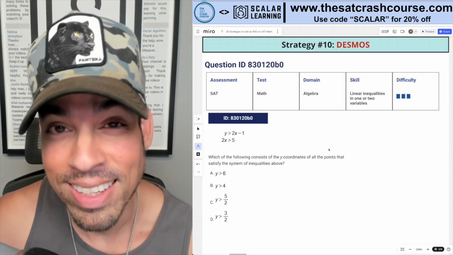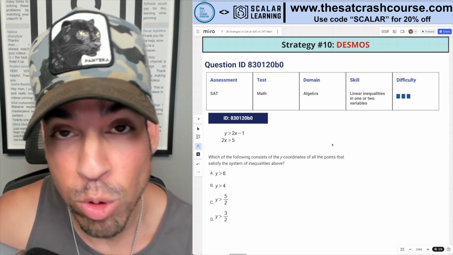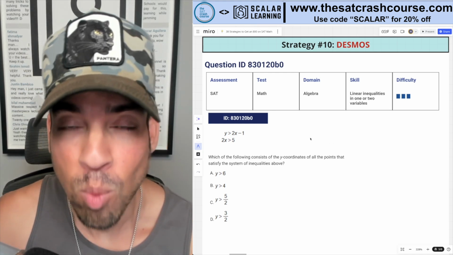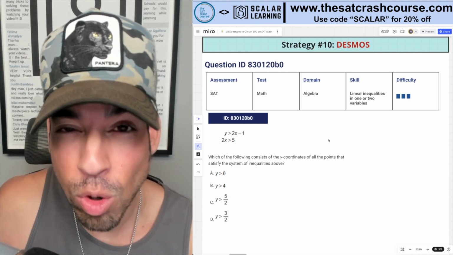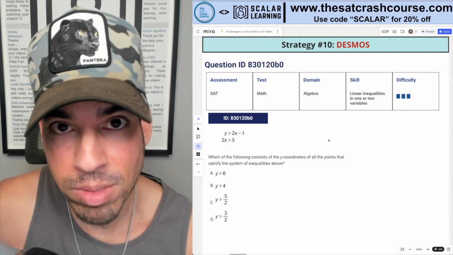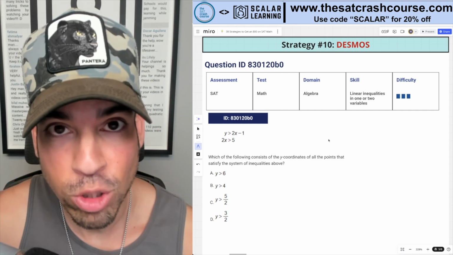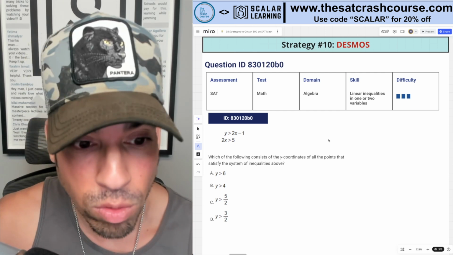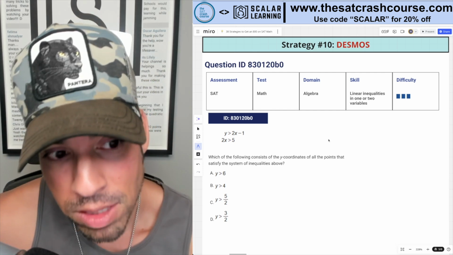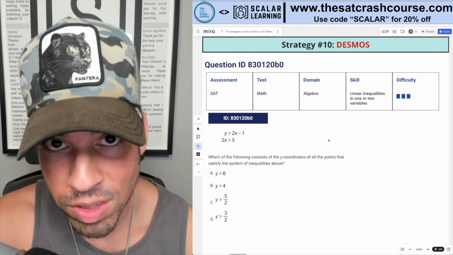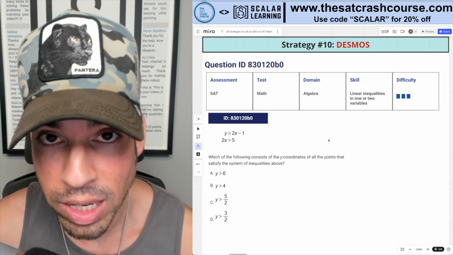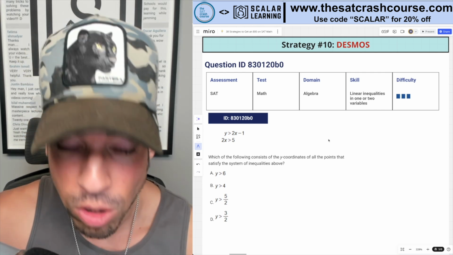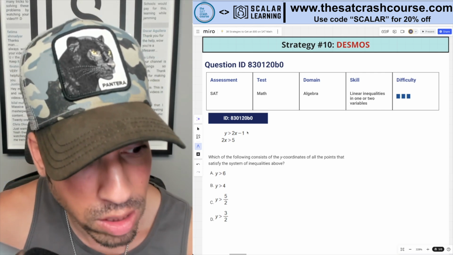Strategy number 10, DESMOS, right? DESMOS is available throughout the entire test. One thing I do want to caution all of you guys is don't overuse it. There are times on this test where you don't want to just jump straight to DESMOS and start using the sliders. Sometimes that can take you down the wrong path, but it's an amazing tool. And you notice in a lot of these previous strategies, I've been weaving DESMOS into my problem solving process. So anyways, with these inequalities, it's going to be really powerful.